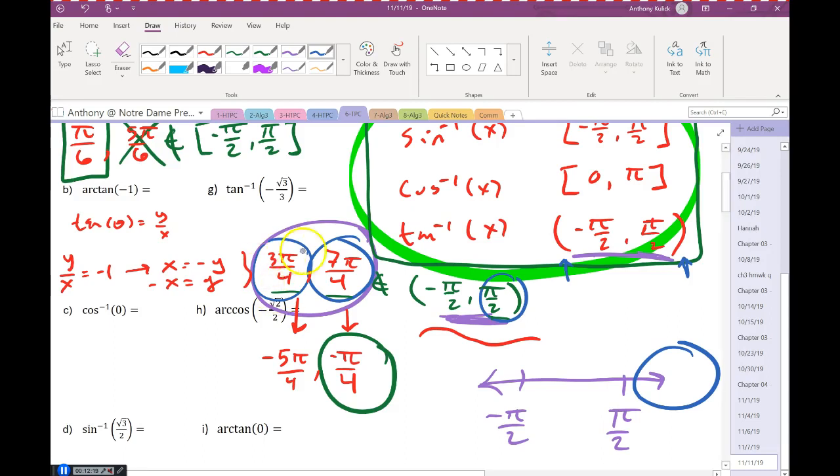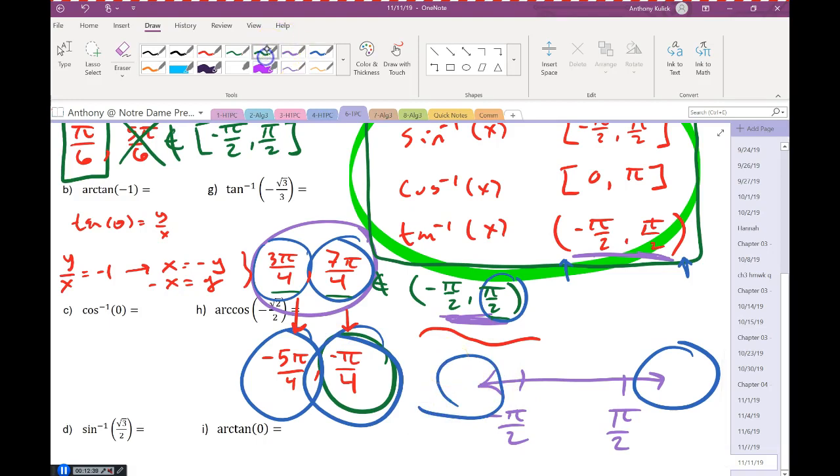Now, in this case, both 3 pi over 4 and 7 pi over 4 were too big, so I know that to find my coterminal angle, I should be looking for something smaller. That's why I subtracted 2 pi rather than adding 2 pi. And when I get that, I get these two answers. So negative 5 pi over 4 is over there somewhere, but negative pi over 4 is in there. So it fits. That's the one we want. Yep, that's our answer.